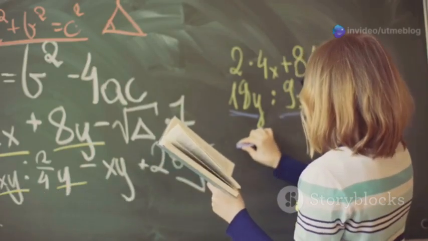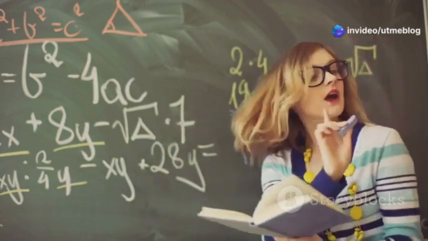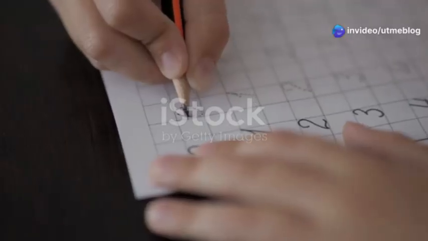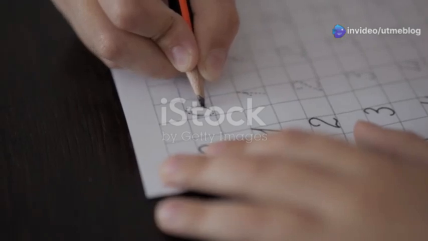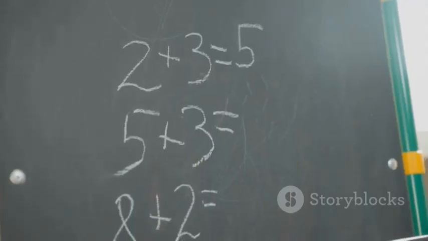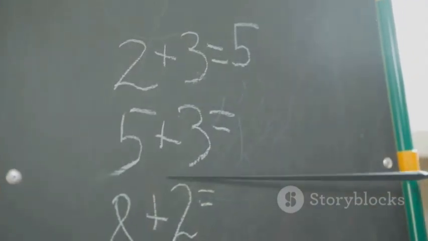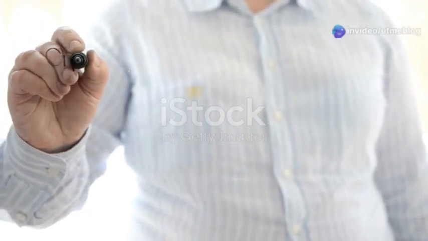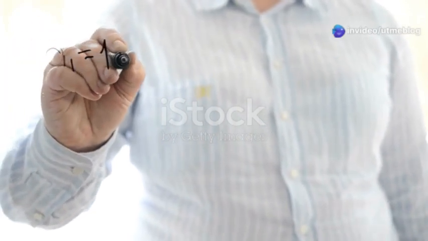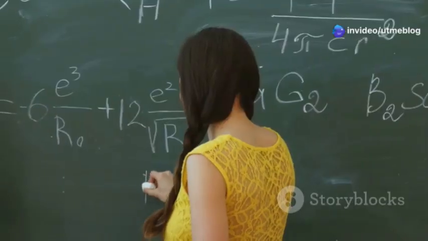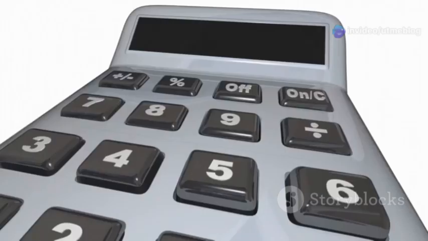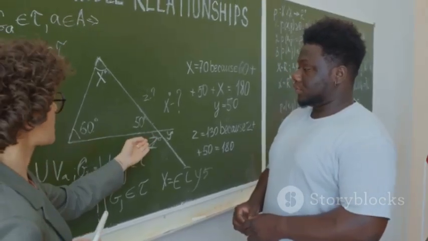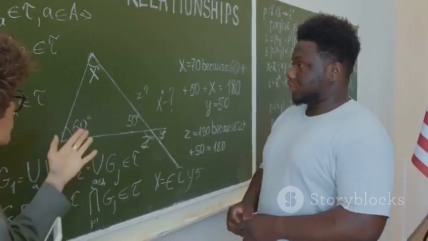Now let's talk about sequences and series, which involve patterns of numbers. A sequence is simply a list of numbers that follow a specific rule or pattern, while a series is the sum of the terms in a sequence. We'll explore different types of sequences and series like arithmetic sequences, geometric sequences, and Fibonacci sequences. We'll learn how to find the nth term of a sequence, the sum of a series, and how to determine whether a series converges or diverges.